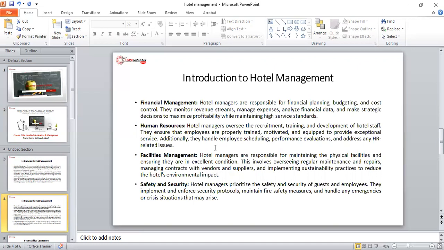That's why we say hotel management is totally people management. If you can handle people, you can easily handle the hotel industry's management and other people also.